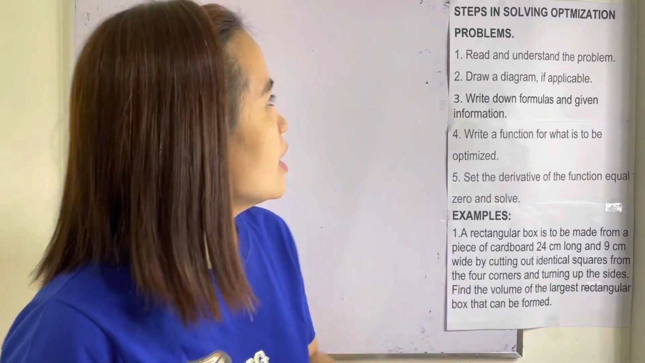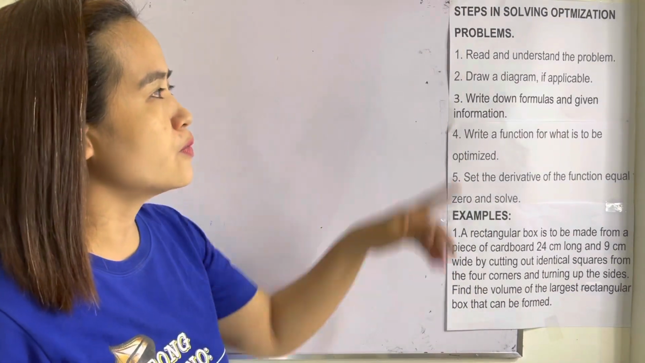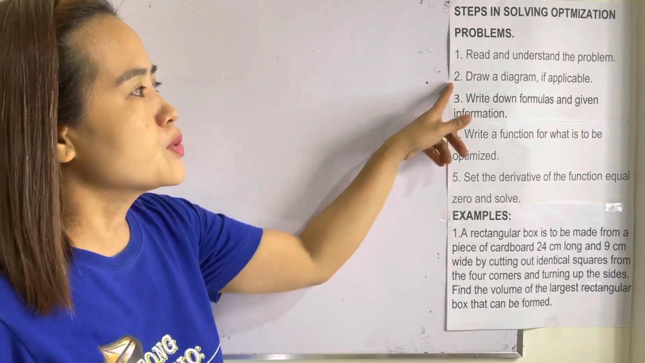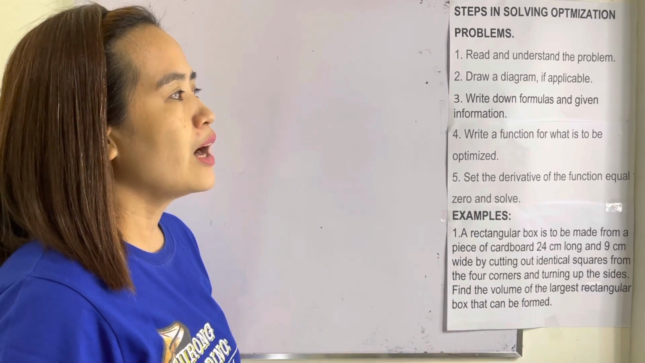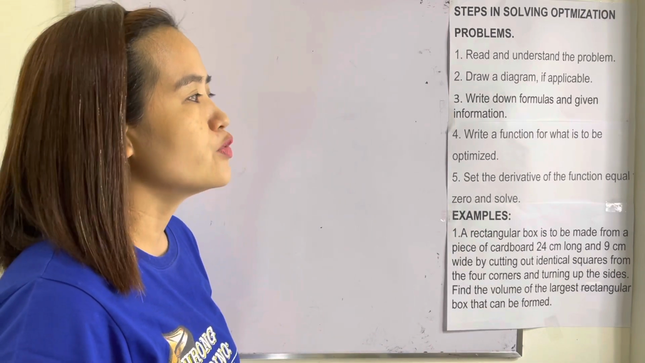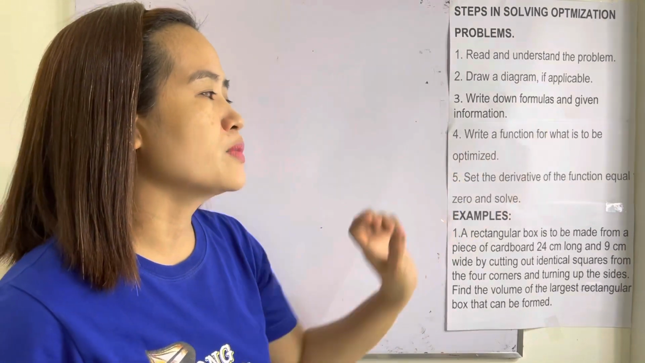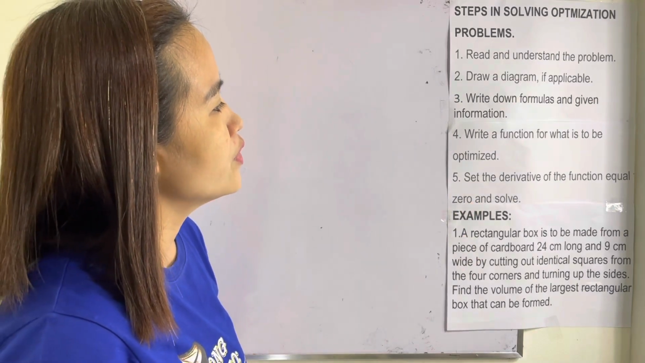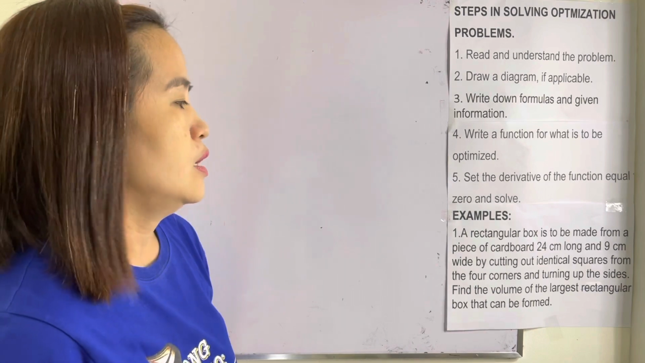Let's do it. Here are some steps in solving optimization problems. First, read and understand, of course, the problem. 2. Draw a diagram if applicable. 3. Write down formulas and given information. 4. Write a function for what is to be optimized. 5. Set the derivative of the function equal to 0 and solve.